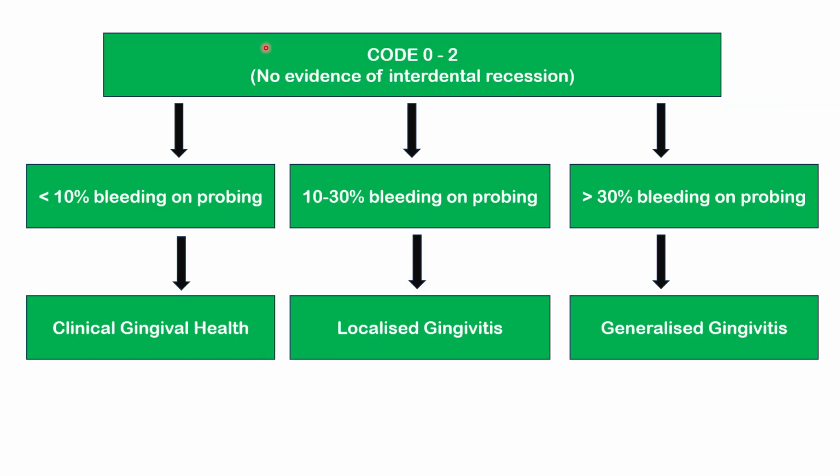In cases of BPE code 0 to 2 clinically, where there is no evidence of interdental recession, the case can be classified as either periodontal health or gingivitis. Whenever the bleeding on probing is less than 10% of the total sites, this case will fall under clinical gingival health. When the bleeding on probing is between 10 to 30%, this case will fall under localized gingivitis. And when bleeding on probing is greater than 30%, this case is generalized gingivitis.